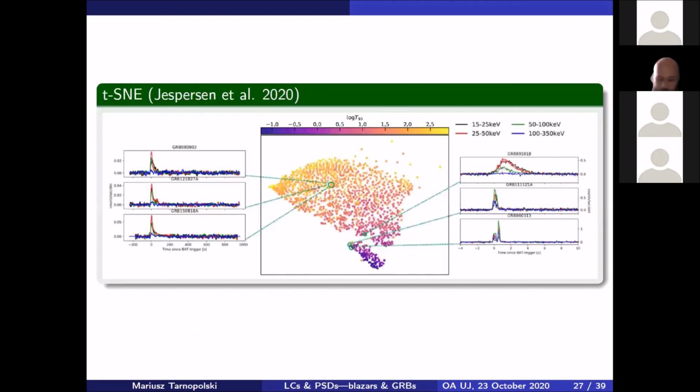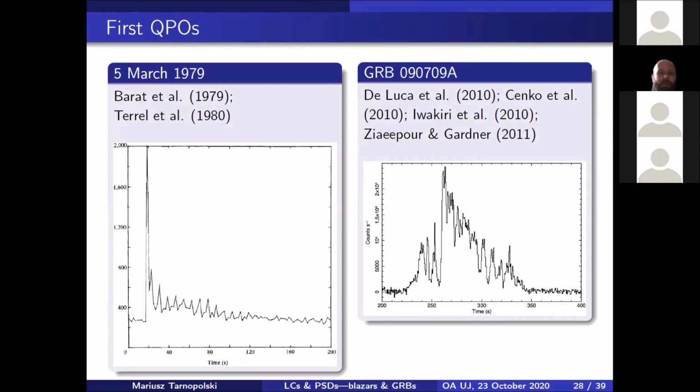Maybe I will skip this to save time. And the first QPOs in gamma ray bursts were reported back in the 70s, and it consisted, after the initial outburst, of a steady modulation with about an 8-second period, lasting for about 20 cycles. And this is probably the highest significance QPO ever detected in a GRB.